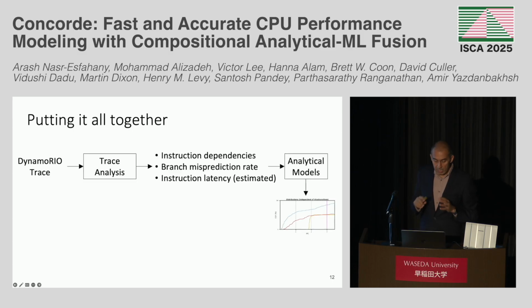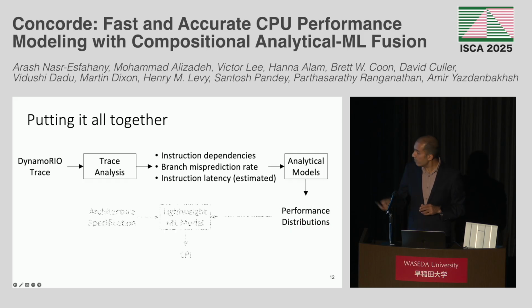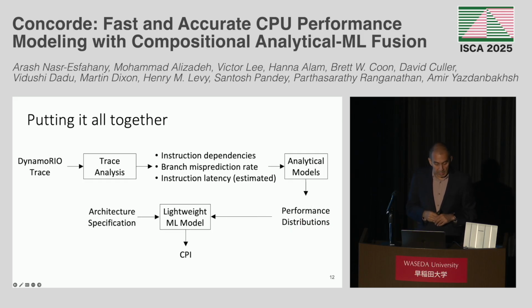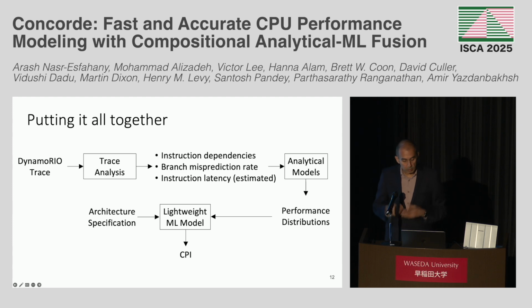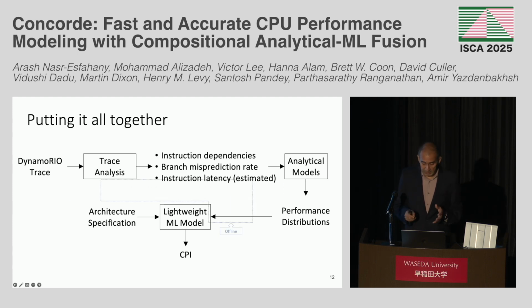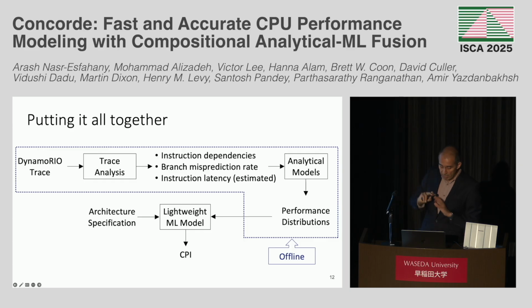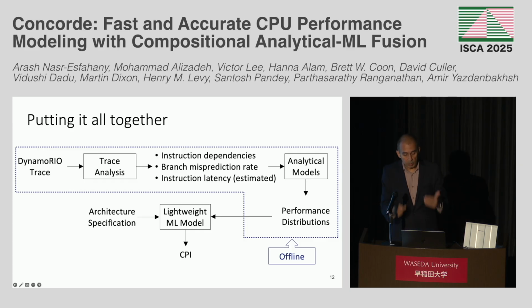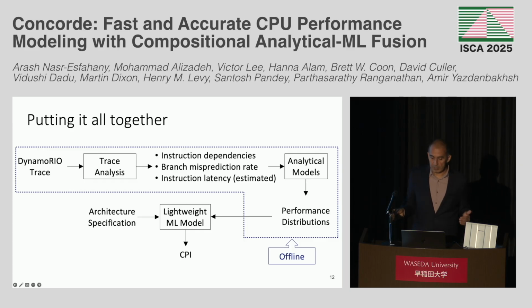And approximate instruction latencies. For load instructions, this involves a simple in-order cache simulation. Then we run our analytical models to generate the per-resource performance distribution. Finally, we feed this distribution, along with the target architecture spec, into a lightweight ML model that predicts CPI. And just to emphasize, everything in this dashed line is offline. It's a one-time cost. At simulation time, all we do is a forward pass through our model.